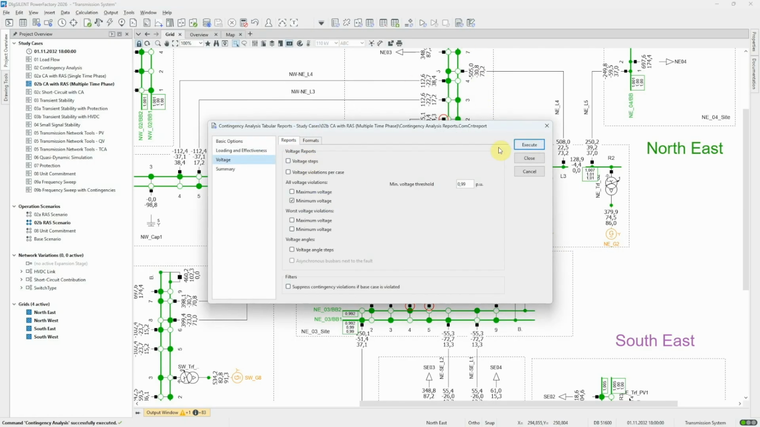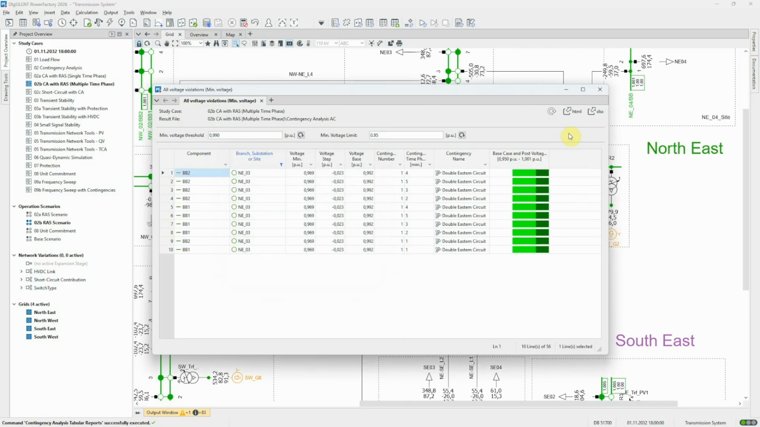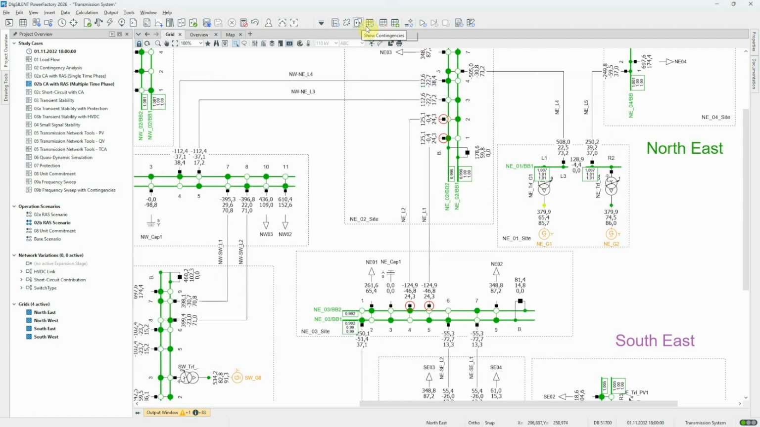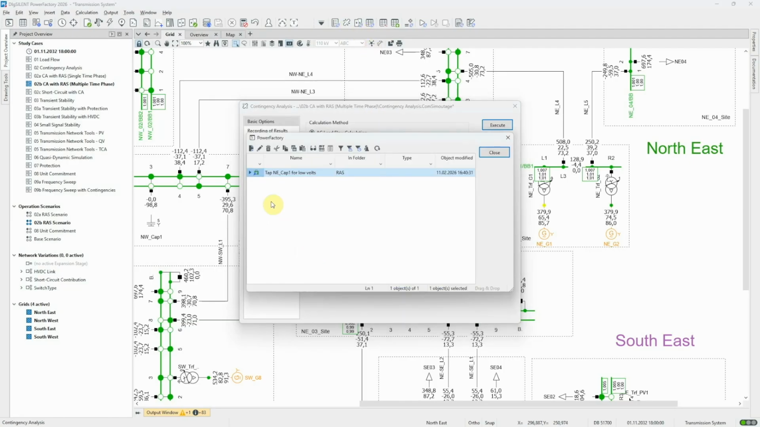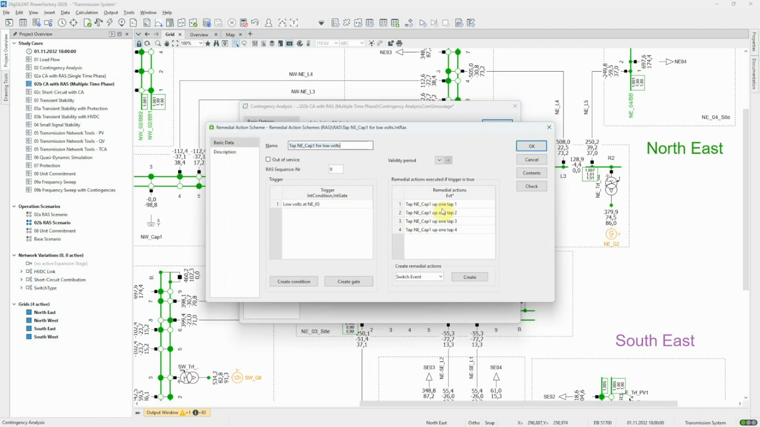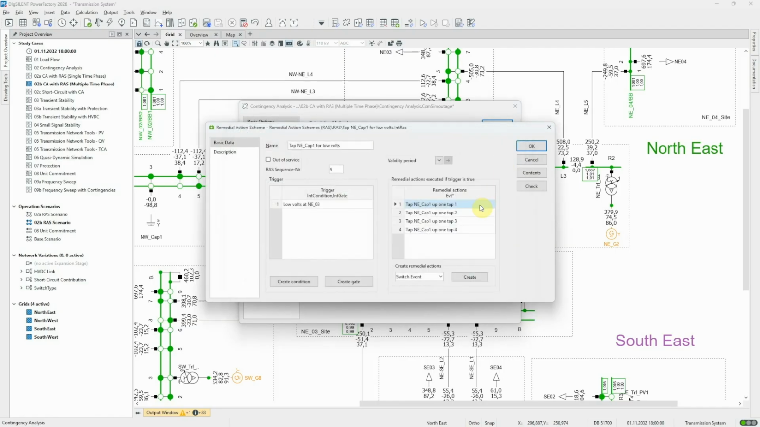If the voltage report is run, we can see that the post-fault voltage at substation NE03 is 0.969 per unit at all time phases. Now we will consider a RAS which has been created in order to tap the capacitor. Once the RAS has been triggered, the capacitor is tapped at the specified times.